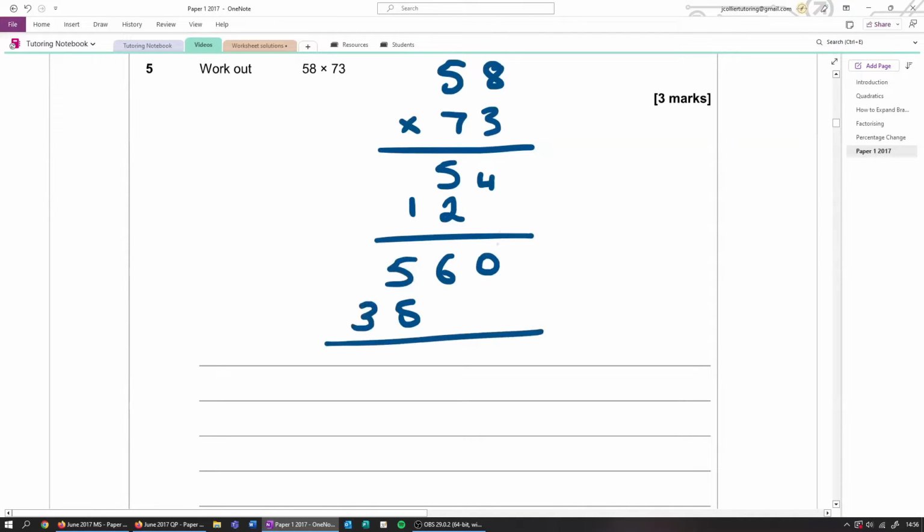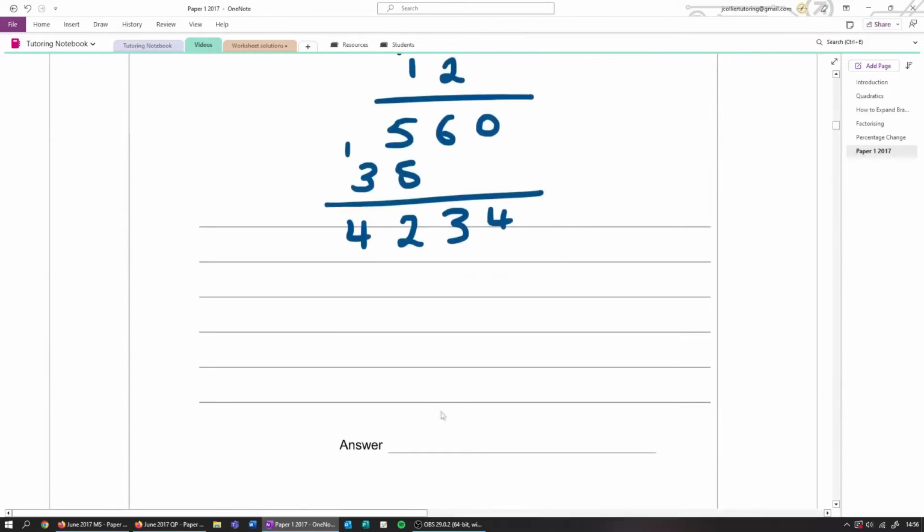So let's now add these. 4 plus 0 is 4, 5 plus 2 is 7, plus 6 is 13, so we put the 3 there and carry the 1. 1 plus 1 is 2, plus 5 is 7, plus 5 is 12, so put the 2 there, carry the 1. And 1 plus 3 is 4. So the answer here should be 4234.